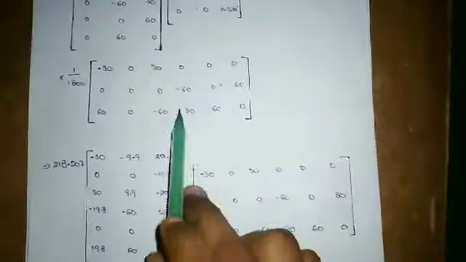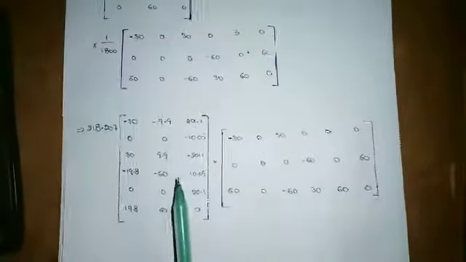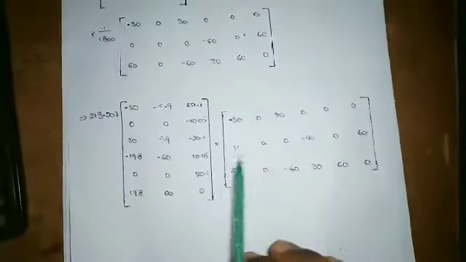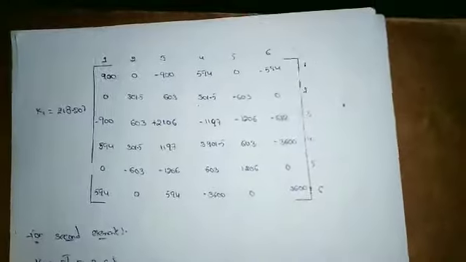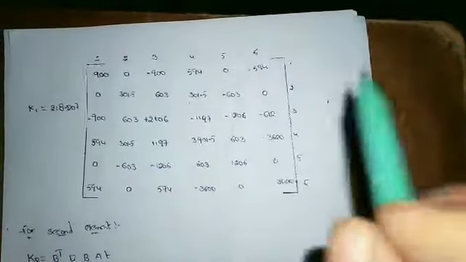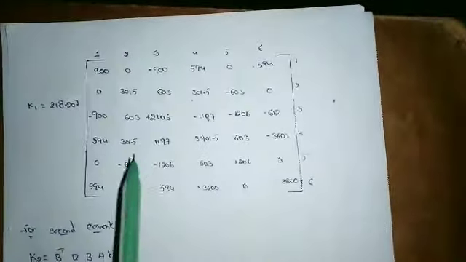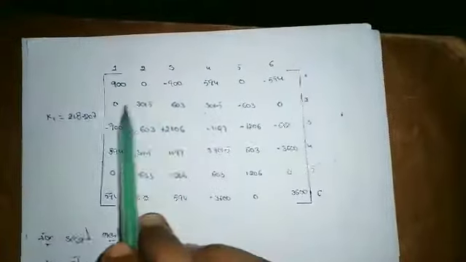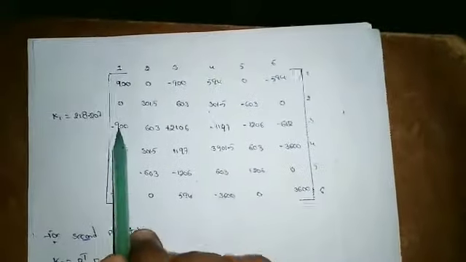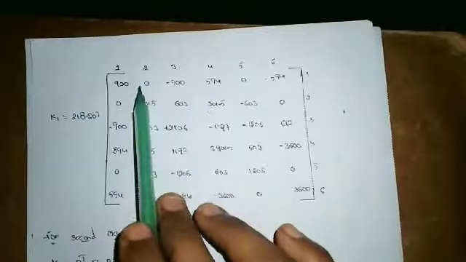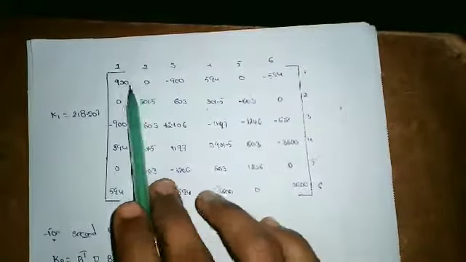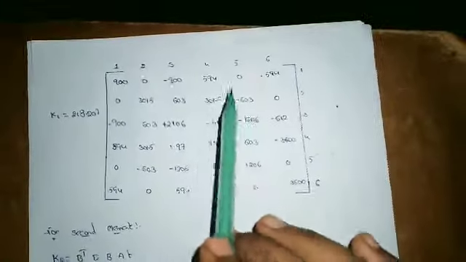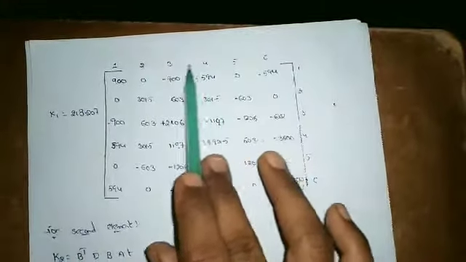After that, keep this matrix here, then multiply these two matrices, you will get one matrix. After multiplying all the matrices, you will get this matrix. This is the K matrix for the first element. Here the first element has the nodal numbers 1 2 3, and the displacements are 1 2 3 4 5 6. So you have to keep 1 2 3 4 5 6 at the top and right side of the matrix.